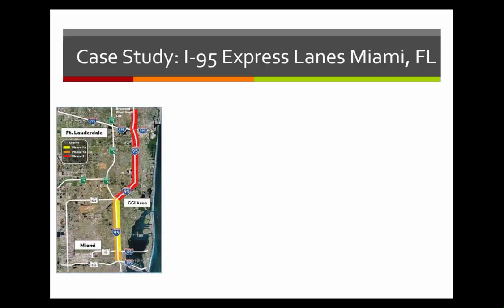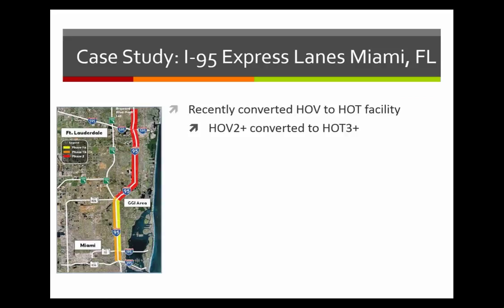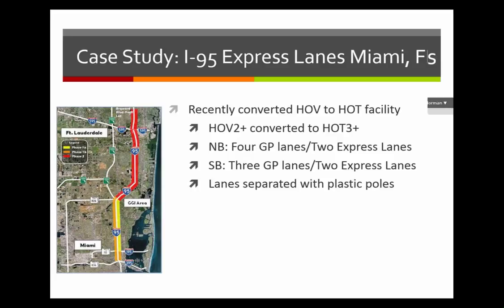So phase 2 is not covered simply because it's currently under construction, and I wanted to be able to look at a segment that before construction had even happened, during construction, and then at least a year or two of this segment actually under operation. So like I said, it was a recently converted HOV facility, and these are kind of just the characteristics.